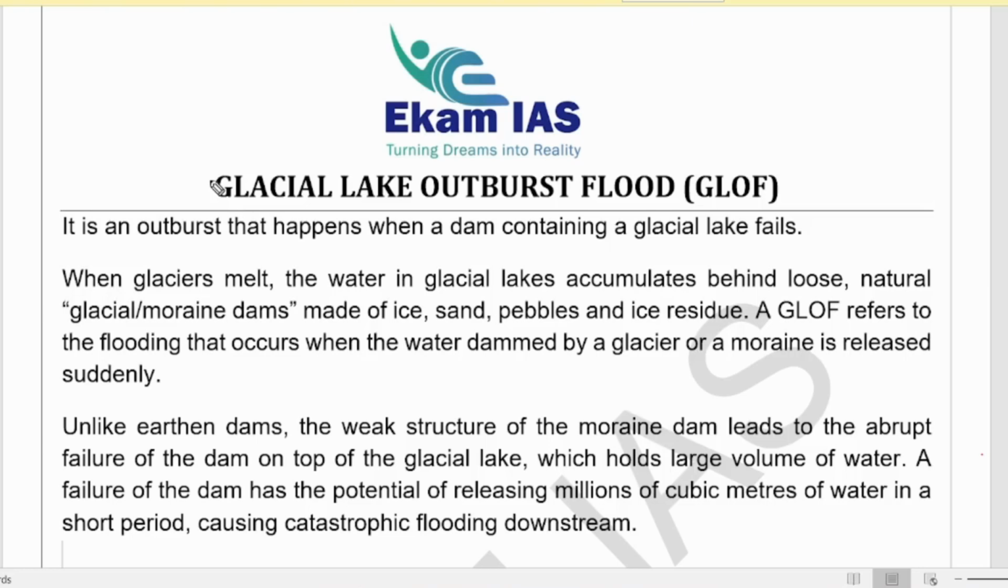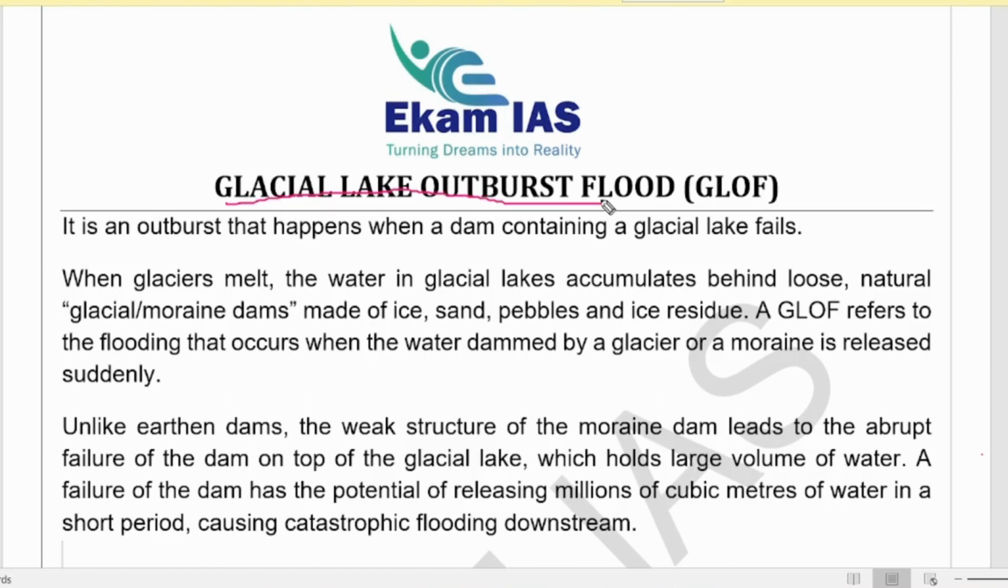Hello all, in this video we shall discuss glacial lake outburst flood. Now, all of us know that when glaciers melt, the water in the glacial lakes accumulates behind those loose natural glacial dams, which are made of ice, sand, pebbles and ice residue. Basically, these are natural dams, not man-made dams. And because they are natural and not man-made, they are very weak in structure.